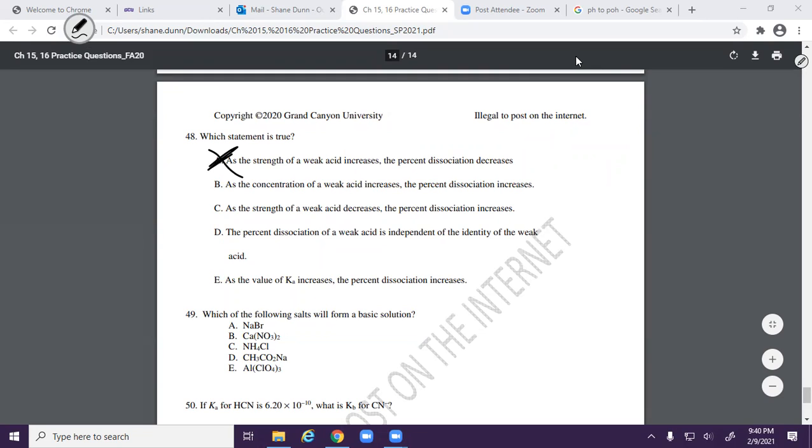As the concentration of weak acid increases, the percent ionization D increases as well. No. If you have an acid, it doesn't want to exist. As the strength of an acid decreases, the percent ionization increases. That's wrong. Percent ionization of an acid is independent of the identity of the weak acid. So what that just means is that all weak acids are exactly the same. Is that true or false? False?